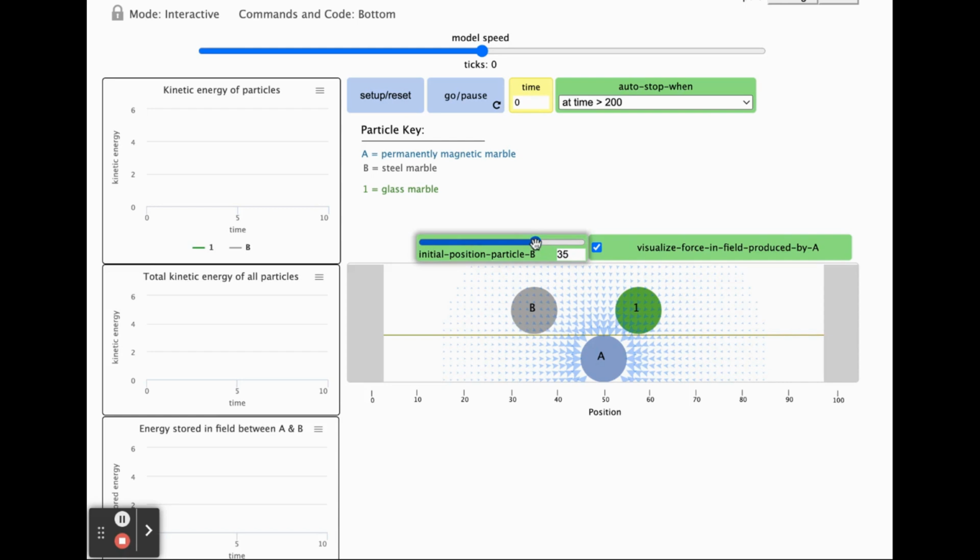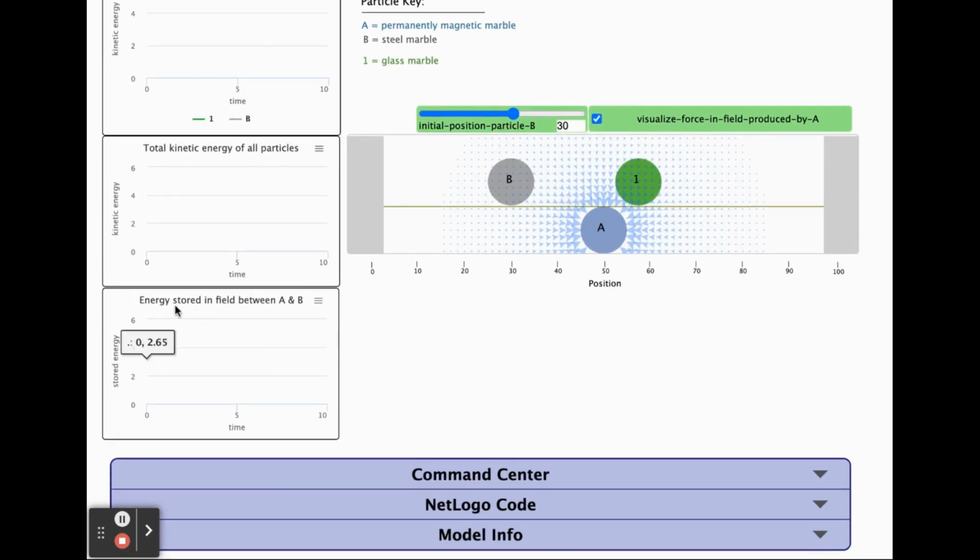You can use this slider to adjust the initial position of particle B. This allows you to see how changing the distance between particle B and A affects the energy change when a bond forms. This top graph will help you keep track of the kinetic energy of particle B and particle 1 separately. This next graph is a graph of the total kinetic energy of all particles added together. The bottom graph will help you keep track of the energy stored in the field between B and A.